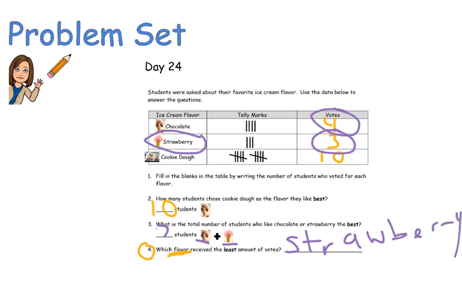And then I also want you to write the number 3 next to it, so we know that 3 is the least. Strawberry had the least amount of votes. It had the smallest number of votes. Very good.